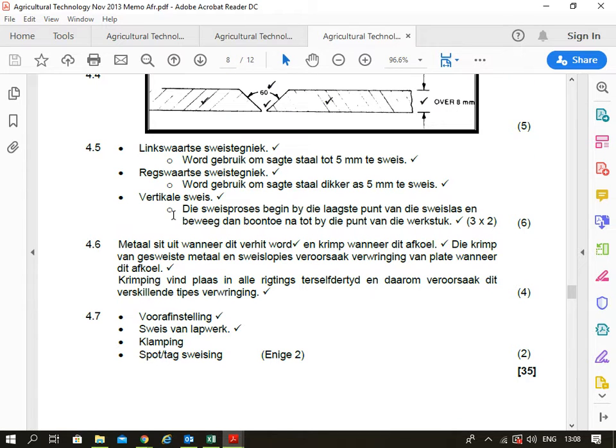The answer will be: linkerwaarts swystegniek, left, word gebruik vir sagte staal 5 mm te swys. We use the left welding technique for 5 mm. Regwaartse swystegniek, going right, word gebruik vir sagte staal dikker as 5 mm om te swys. It's used for steel thicker than 5 mm. Vertikale swys, die swysproses begin in die laagste punt van die swyslas en beweeg dan boontoe. So then we've got the vertical welding method where you start at the lowest point and move up. Those are the 3 welding methods for oxyacetylene welding. Vir gaswys is dit die 3 metodes.